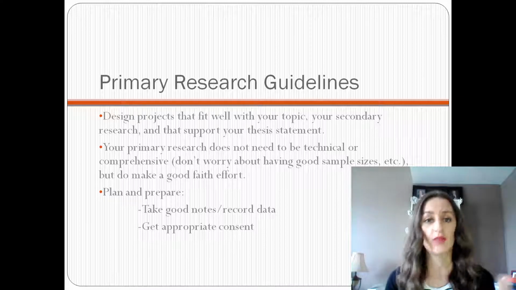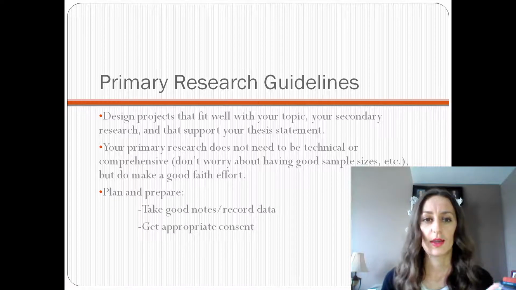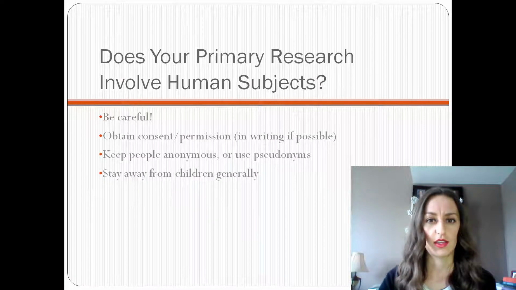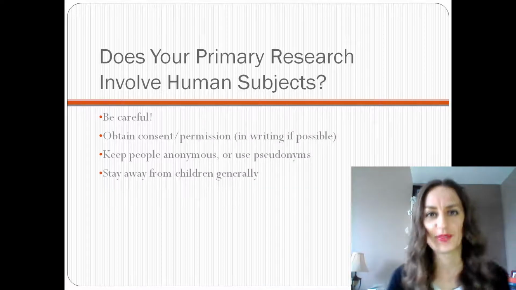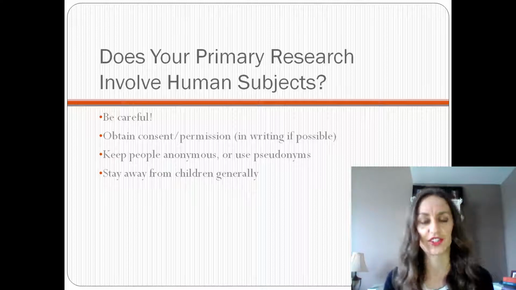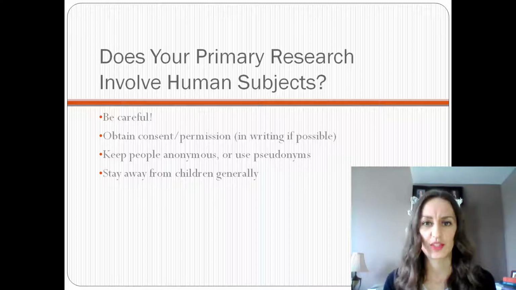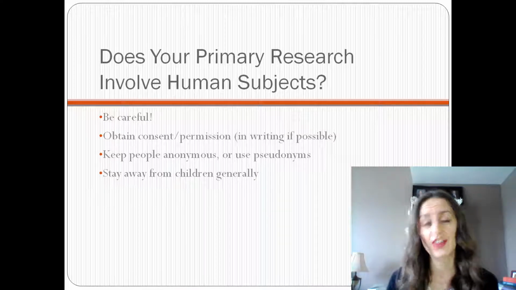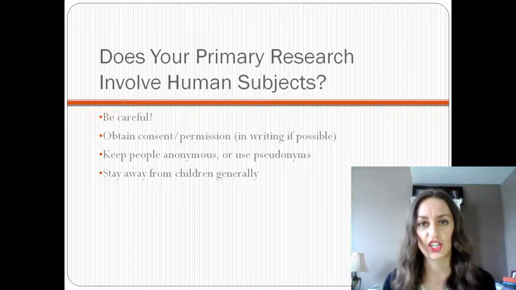So on that note, that means plan and prepare. Take good notes, record your data well, get appropriate consent. These are important things. I want to stress this right now, okay? We'll talk about this as far as professional level research, because you should be aware of this. Does your primary research involve human subjects? Meaning, are you doing a survey? Are you interviewing someone? Are you observing human interaction?